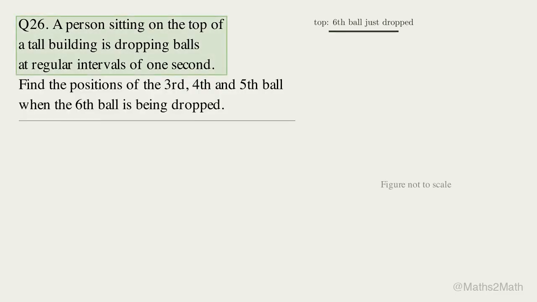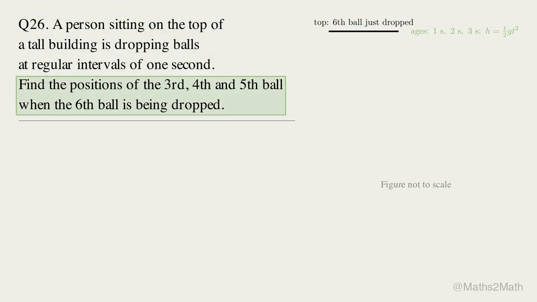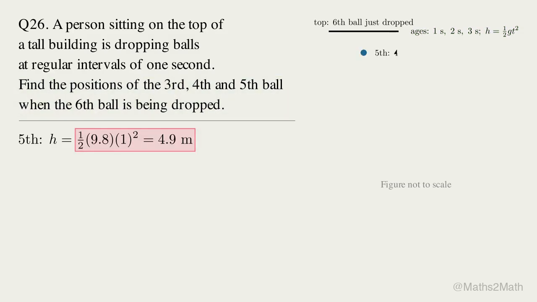Question 26. From a tall building, balls are dropped at 1 second intervals. When the 6th ball is being dropped, where are the 3rd, 4th, and 5th? What does this mean? At that instant, the 5th ball has fallen for 1 second, the 4th for 2, the 3rd for 3. Use half gt squared. The 5th ball is 1 second old. Half of 9.8 times 1 is 4.9 meters below the top.